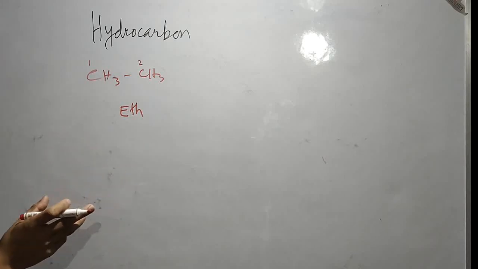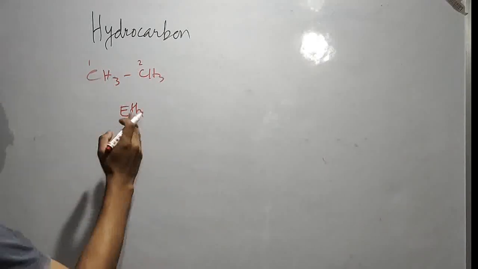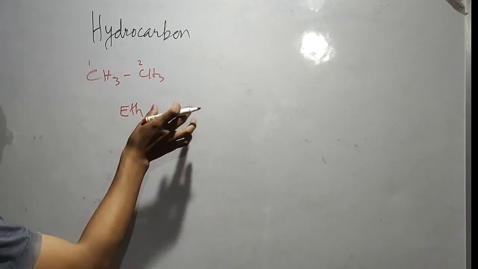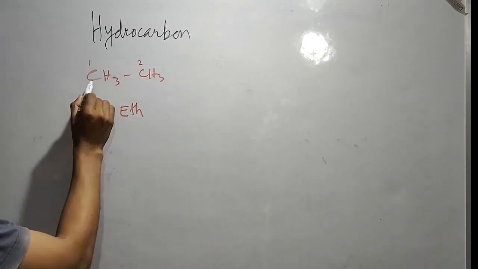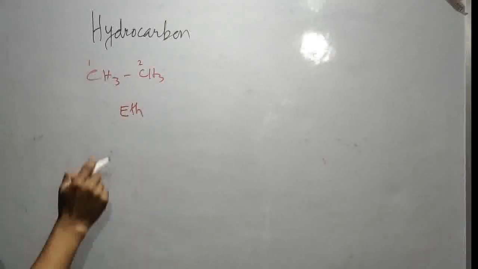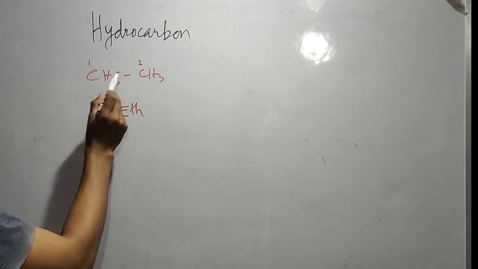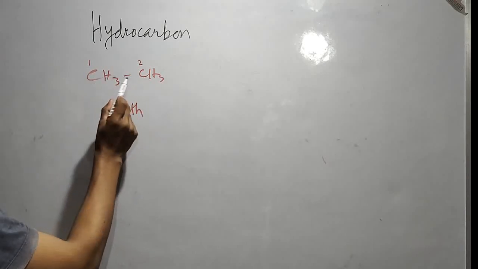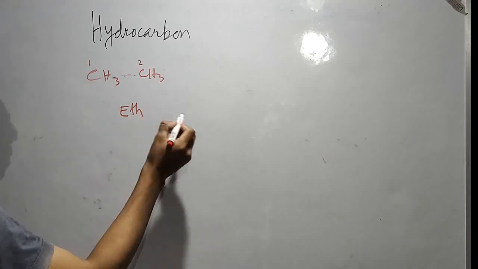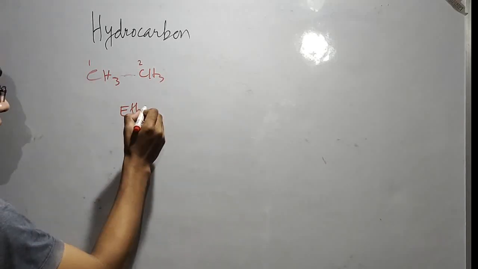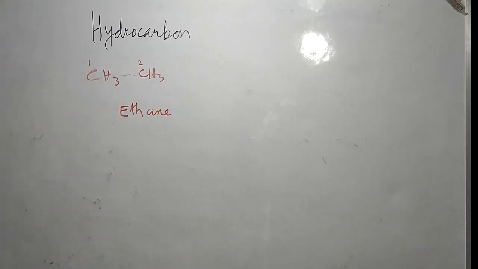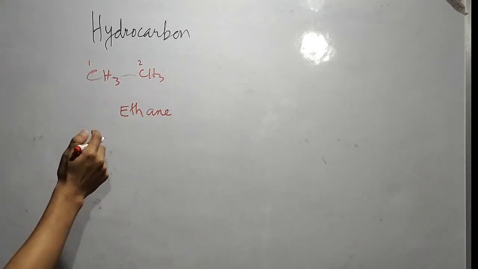And the next one after the word root is the primary suffix, okay. The primary suffix means whether it is a single bond, double bond, or triple bond, that we have to find out. So you have to see between the carbon atoms. Between the carbon atoms there is only a single bond, and if it is a single bond it will be ane, isn't it? So the name of this one is ethane.